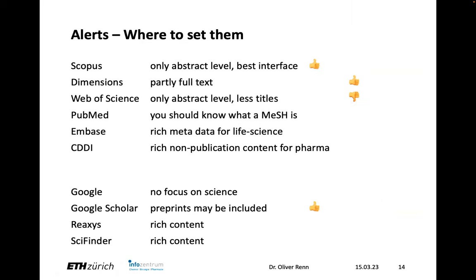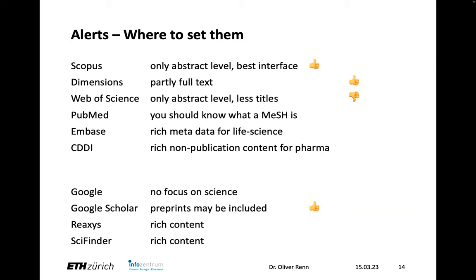So you can set up alerts in different databases, which ETH has licensed like Scopus, or which are partly free like Dimensions. So in Scopus, the disadvantage is you have only abstract level, but I think it's the best interface and I will show this live to you. Dimensions has the advantage that it has partly full text, so you get more, and you will see that also in the live demo. I would not recommend Web of Science because they have only abstract level and less titles, and it's a confusing system.